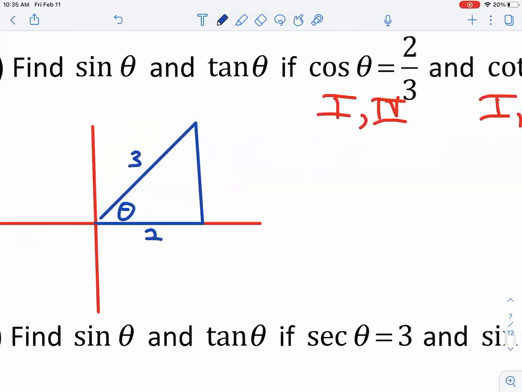And so doing a little Pythagorean theorem, I have to find that third side. Okay, so I do like 2 squared plus b squared equals 3 squared. And so that's going to be 9 minus 4 or the square root of 5.